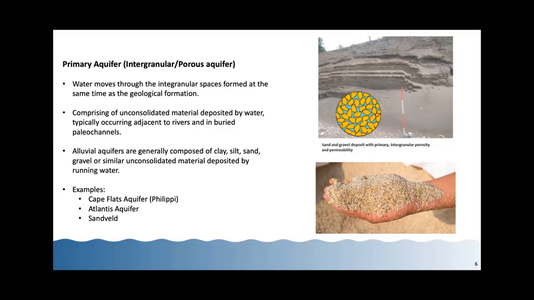And if you look at some local examples down in the Western Cape of primary aquifers, firstly, it's the Cape Flats Aquifer in the Philippi area, the Atlantis Aquifer in the Atlantis region, and then also very well known is the Sunveld area.